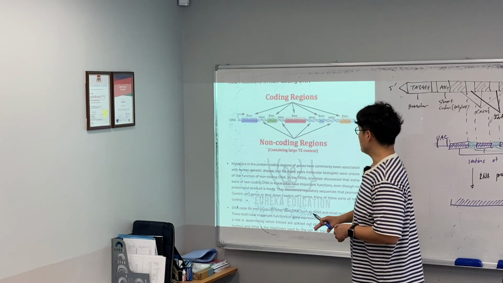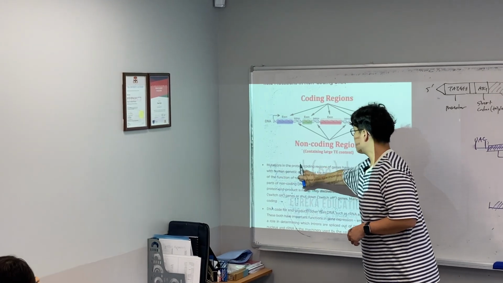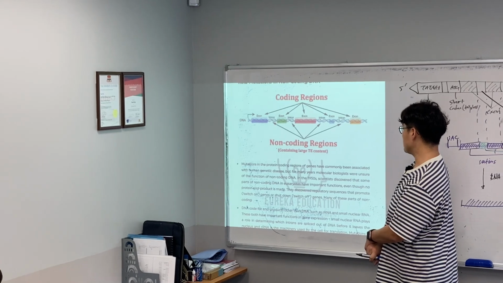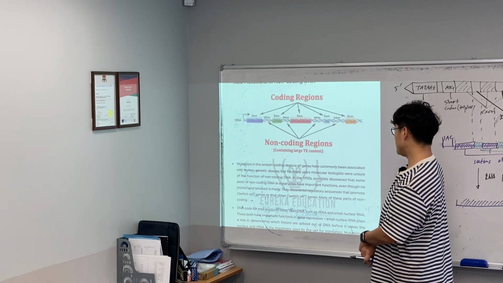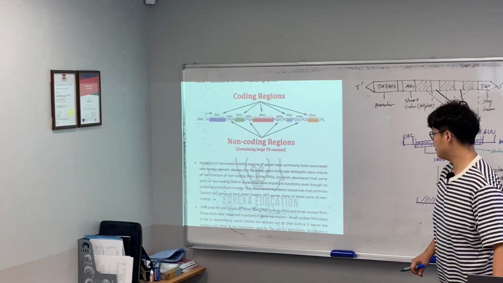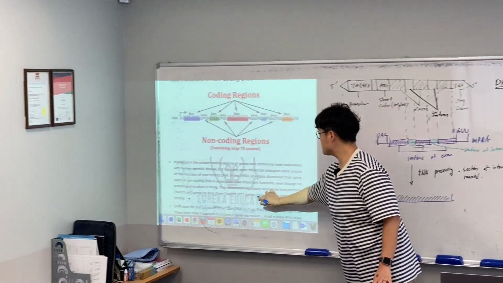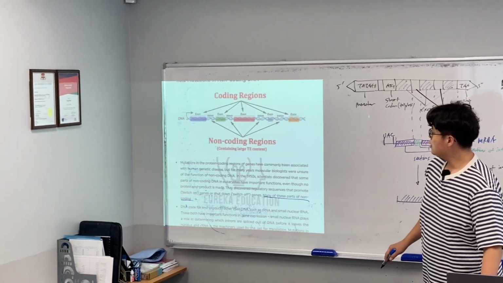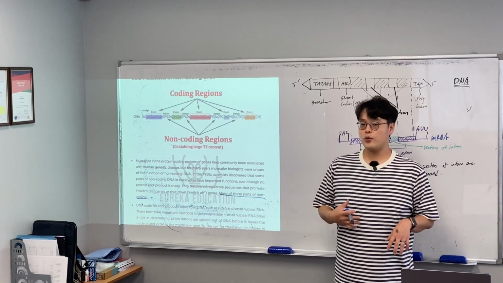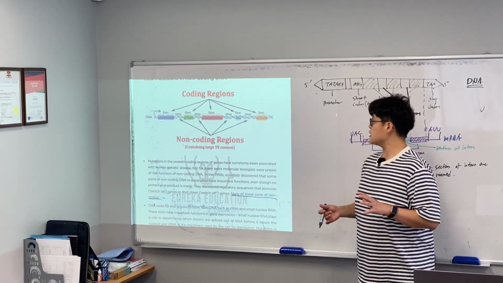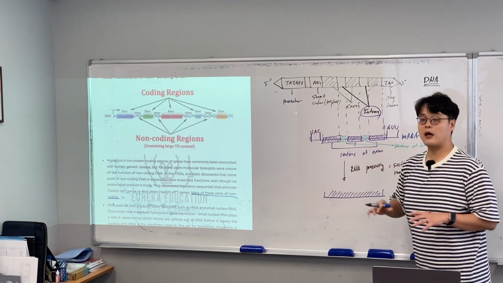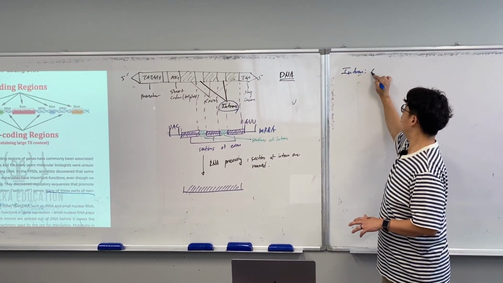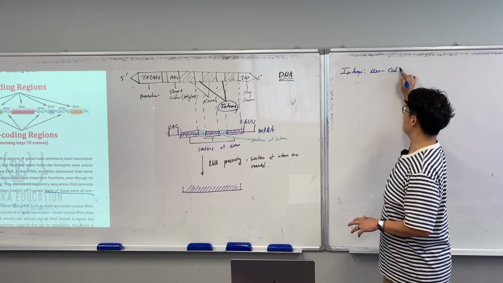So first dot point please: mutations in the protein coding regions of genes have commonly been associated with human genetic disease. And many of these cases are due to the non-coding sections too. So what happened is this: even though we have an intron, introns are non-coding sections.